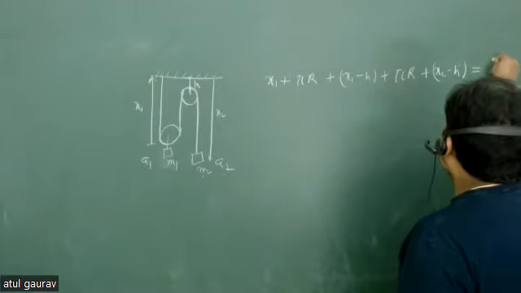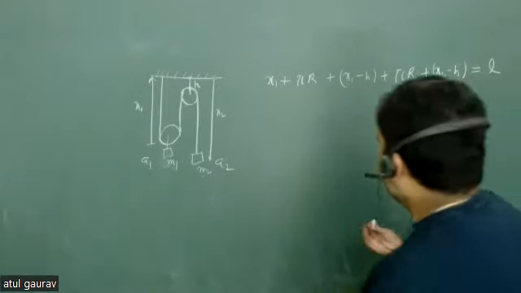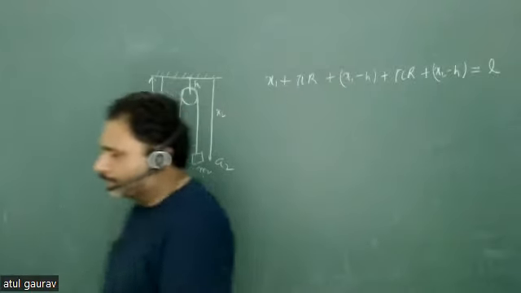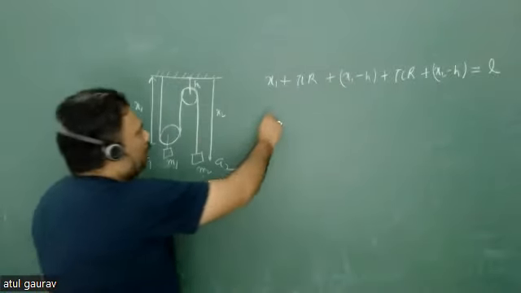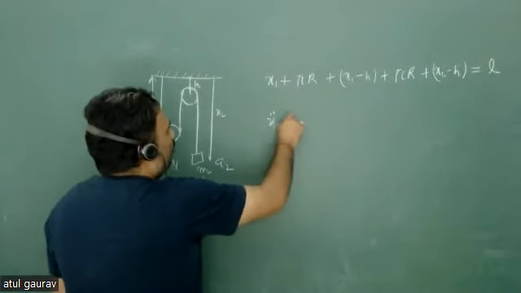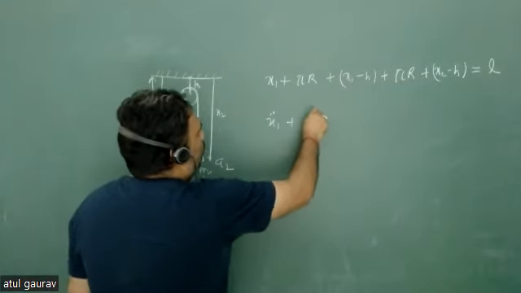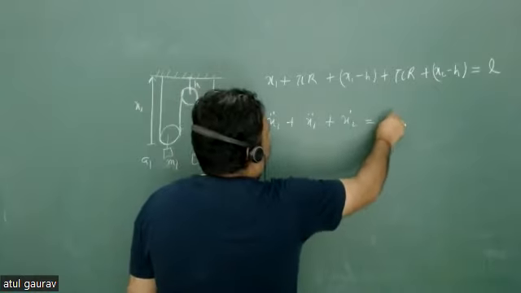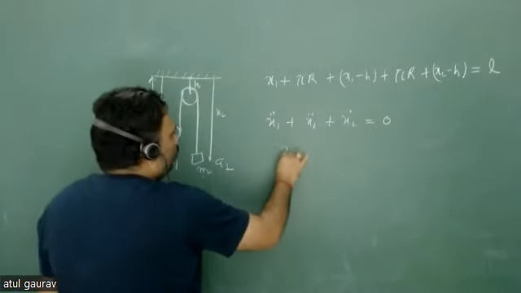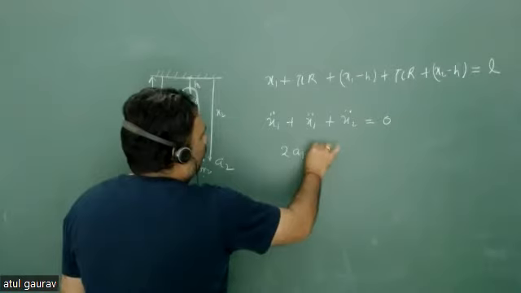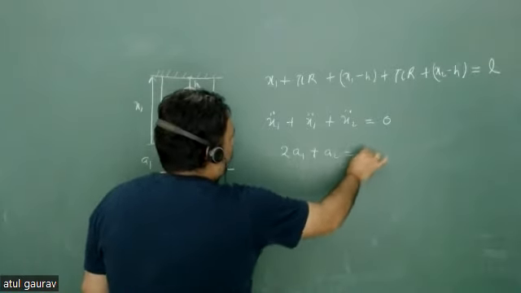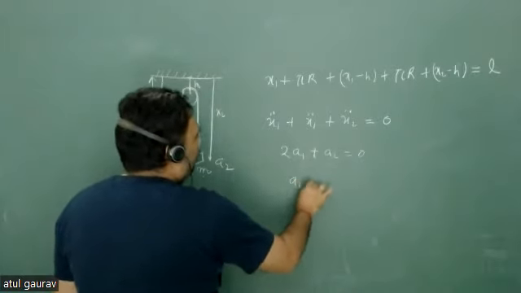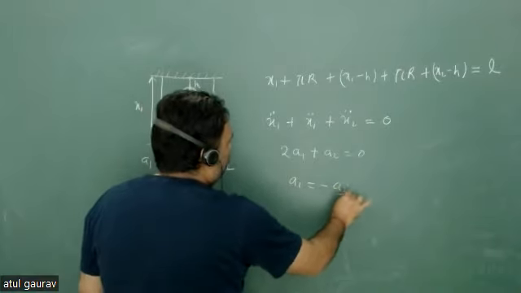And that value must be equal to what? L. And now you can differentiate twice. When you differentiate it twice, what will you get? X1 double dot plus X1 double dot plus X2 double dot must be equal to 0. So 2A1 plus A2 must be equal to 0. So A1 is equal to minus A2 by 2.